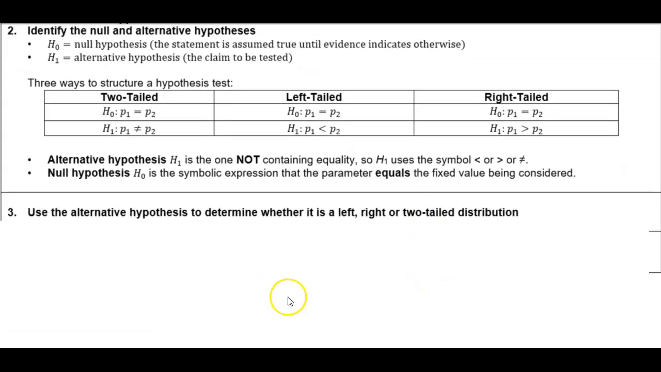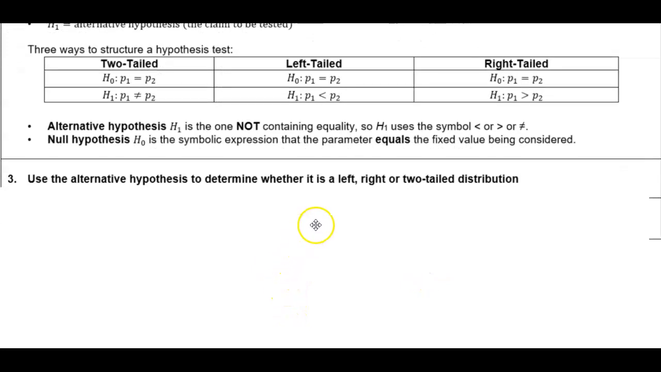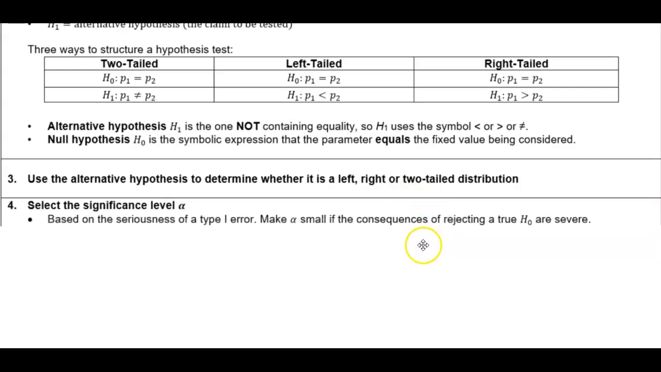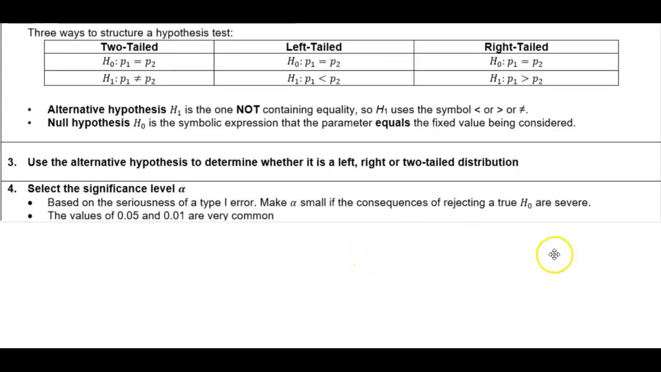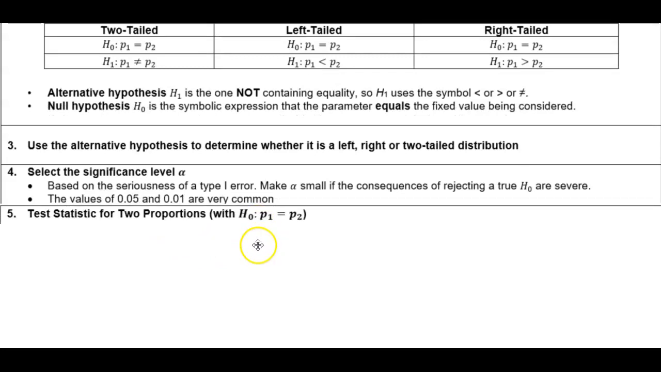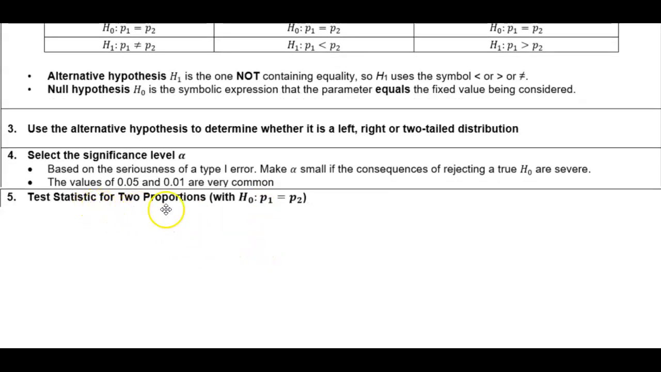Number 3, we're going to use the alternative hypothesis to determine whether it is a left, right, or two-tailed distribution. And then number 4, we're going to select the significance level. So based on the seriousness of a type 1 error, you make alpha small if the consequences of rejecting a true null are severe. The values of 0.05 and 0.01 are very common. Number 5, the test statistic for two proportions with the null where P1 is equal to P2.